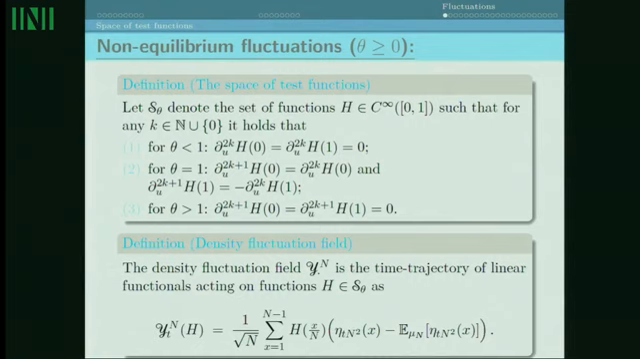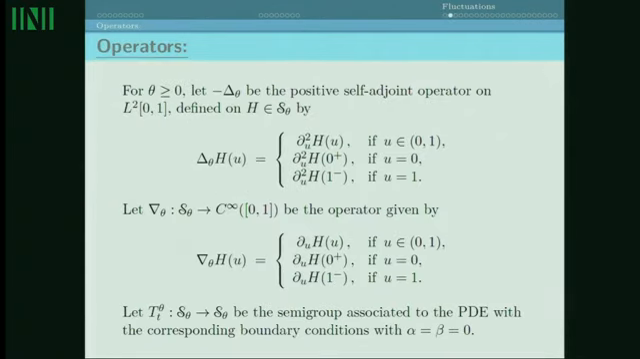So we take these three different spaces of test functions, and this is where I'm going to define the density fluctuation field. I'm going to introduce these operators, which are basically the macroscopic Laplacian, not the microscopic one, but defined on this space S of theta, and the gradient here. I'm going to use these two notations, indexed by theta, just to say that they are defined on the space of test functions.